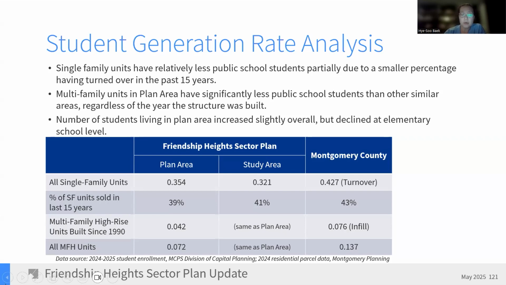Talking about the plan area students, between 2017 and 2024, the total number of students in K-12 increased slightly, but decreased at the broader study area level. Elementary school students decreased at both the plan and study area level, while high school students increased, which is similar to what we saw in the bar graphs earlier for the school enrollment. That concludes the schools part, and next we'll be hearing about historic resources.